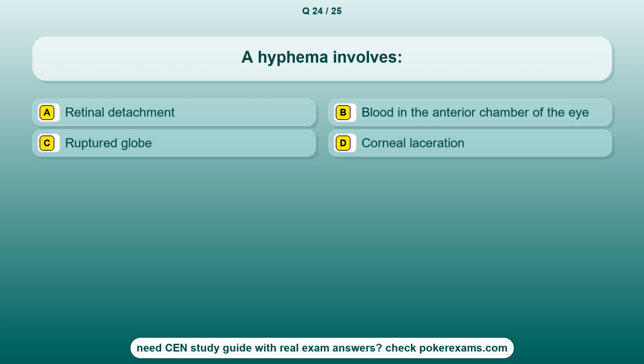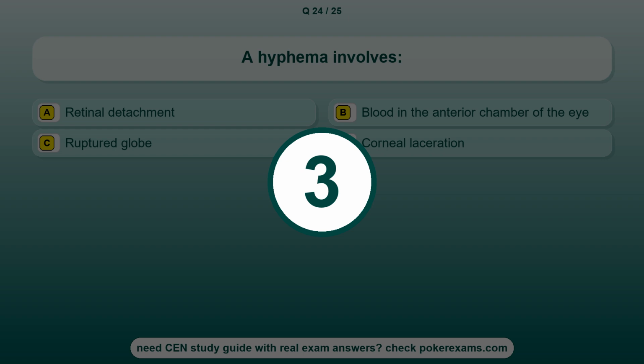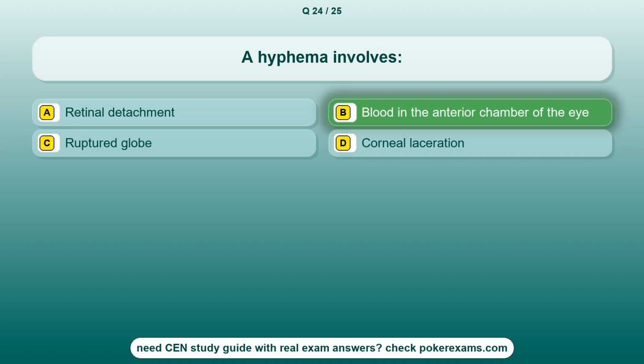Question 24. A hyphema involves option A, retinal detachment. Option B, blood in the anterior chamber of the eye. Option C, ruptured globe. Option D, corneal laceration. The correct answer is option B, blood in the anterior chamber of the eye.